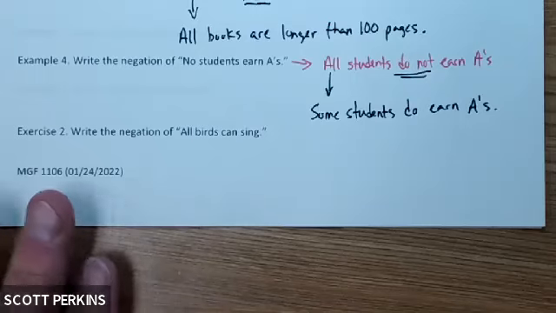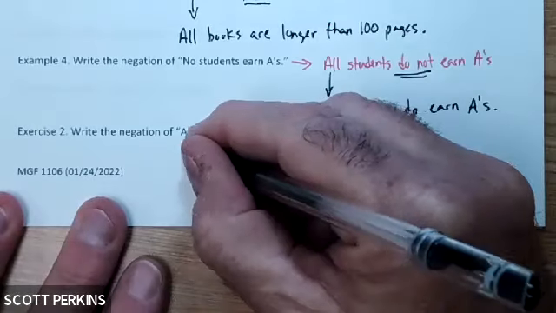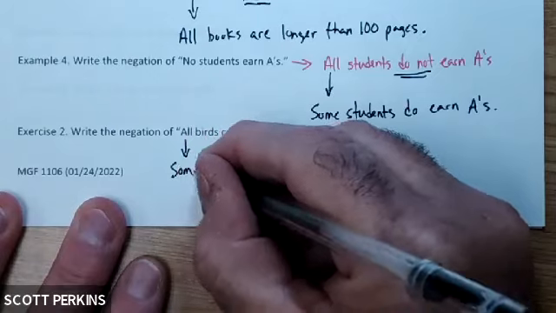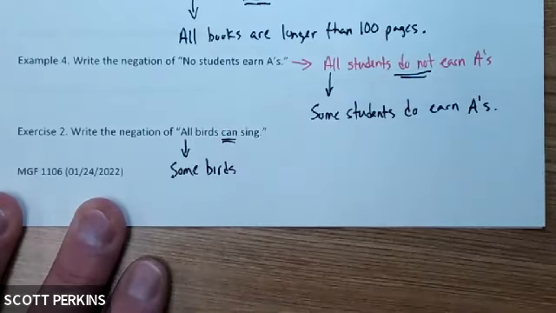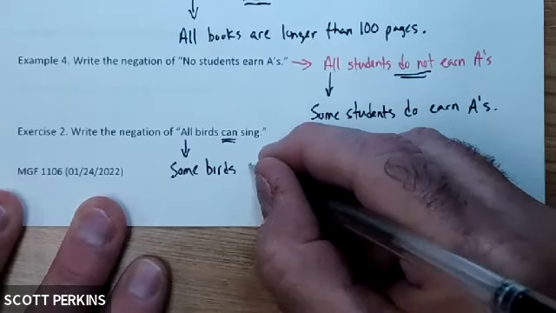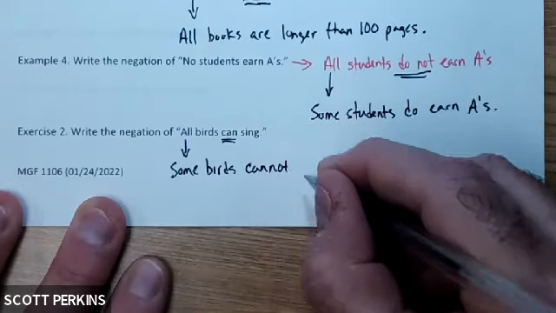Once again, and one more time, the "all" is going to become a "some," and then "all birds." This time I'm going to take the verb there, "can," and negate that, so "some birds cannot" or "can't sing."